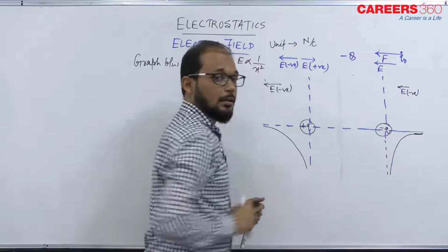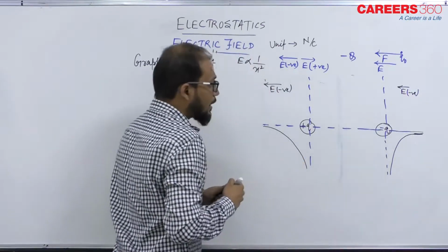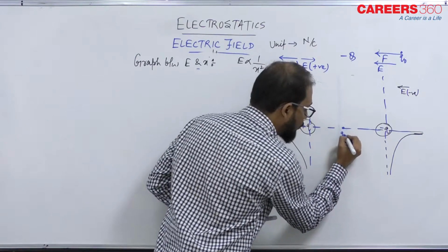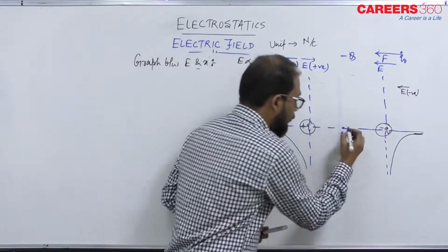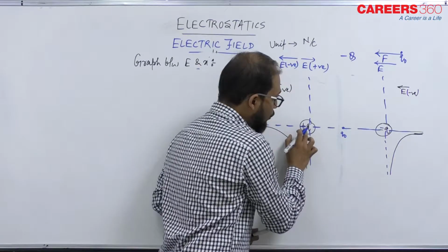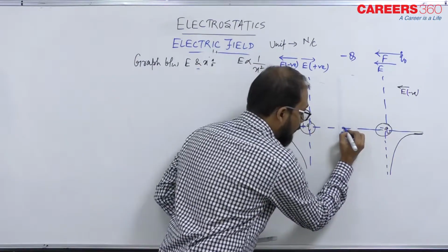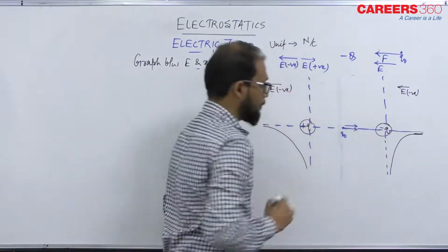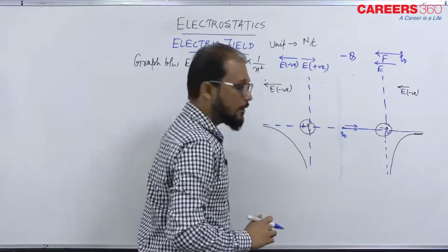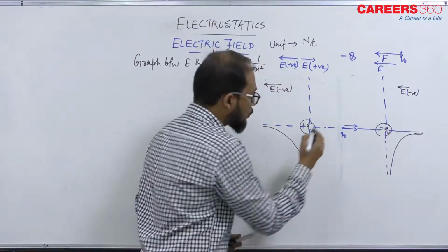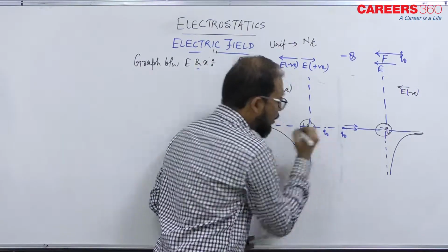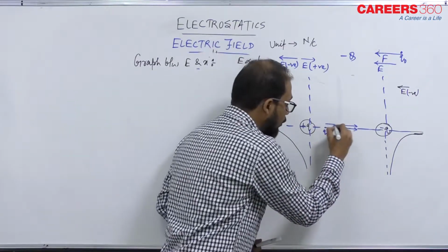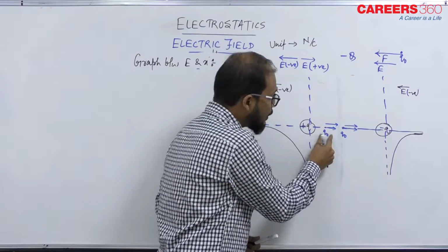Now what about the middle? Now here the electric field will not be 0 at any point, because if we talk about this point, if you bring a test charge q naught here, then due to the plus q the electric field will be in this direction, and due to this minus q, it will also be in this direction. That means the net electric field will not be 0. If we talk about this point, then also suppose here q naught is present, then the electric field due to plus q will be in this direction and due to minus q will also be in this direction. That means the electric field will not be 0 here.